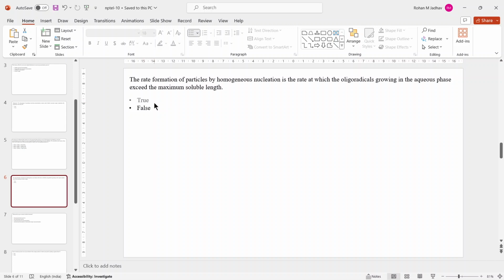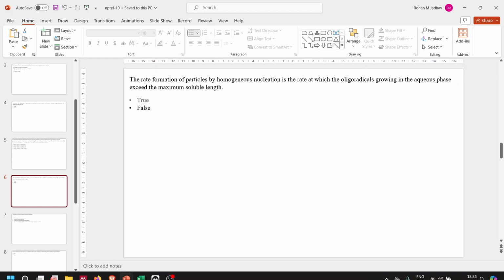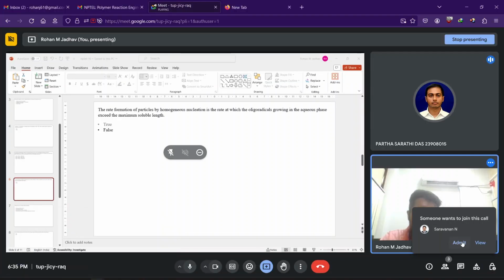So this is true. After that, it will become heterogeneous. Yes, exactly. After one point, when the oligoradical exceeds the maximum soluble length, it will become heterogeneous. So that is the critical length. The critical length depends upon the composition of the oligoradical. Based on that, the differentiation between the radicals from the initiator and the other radicals helps to define the composition. So the critical length is very much dependent, which will decide your homogeneous or heterogeneous part. So this statement is true.